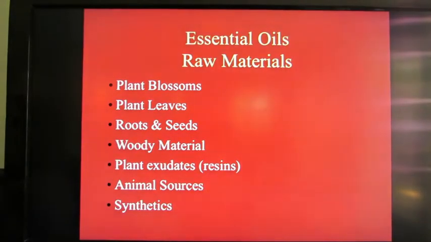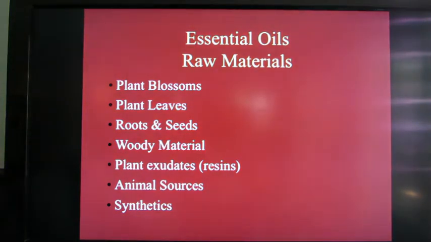So we're going to look at the various classes of essential oils from different plant parts. The essential oils are from plant blossoms, leaves, roots and seeds, woody material, and plant exudates as resins. There's also animal sources and synthetics, which I won't talk about today. What I want to do is give you an idea of what the aromas are from specific blossoms, leaves, and so on, and then look at the aroma and the chemical compounds in that aroma.